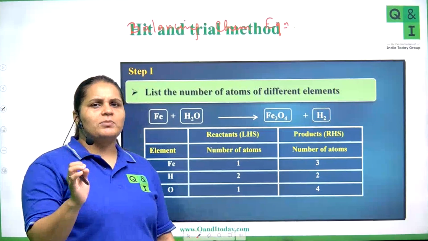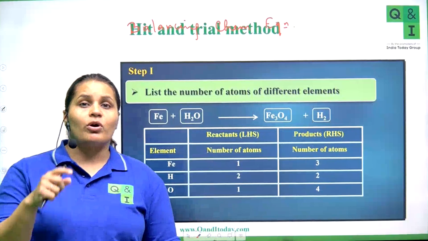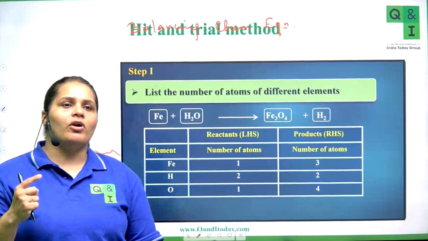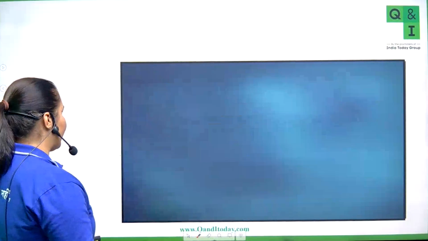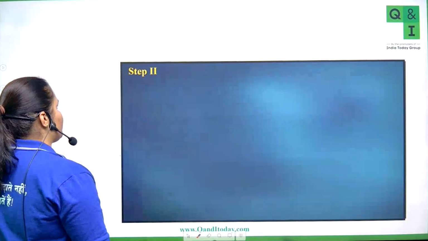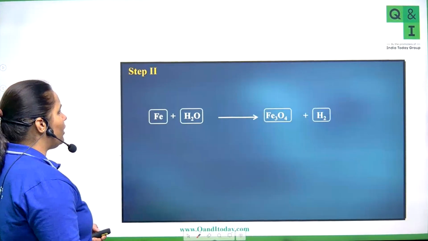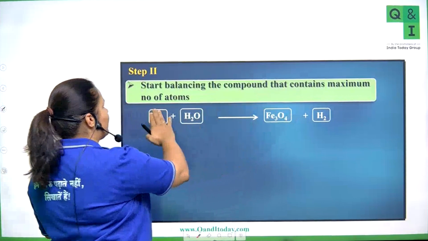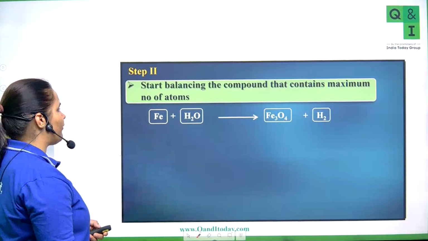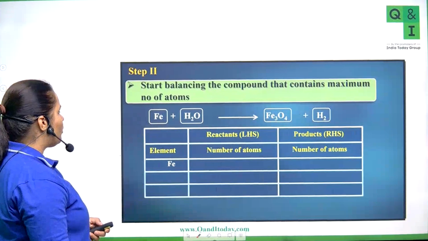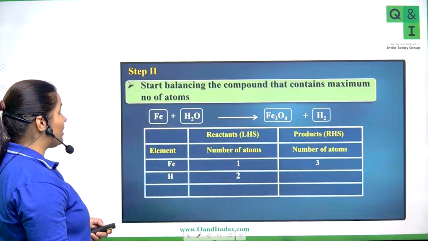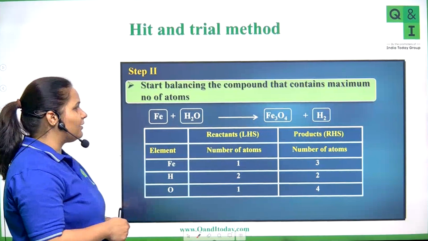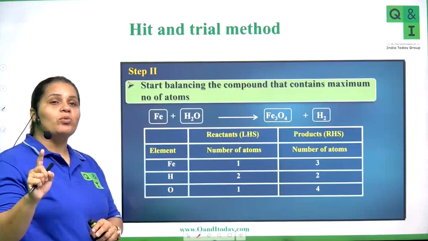So we have the maximum number of atoms for oxygen. So our job is to first balance the number of atoms for oxygen. Fine. So this is our step 2, where we will start balancing the compound that contains the maximum number of atoms. So when we see the compound having the maximum number of atoms, which one is that?